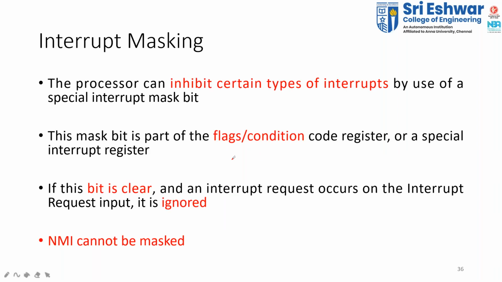Next, interrupt masking. Interrupt masking is something that I have already given you, right? It excludes certain types of interrupts by use of a special interrupt mask bit. There is a mask bit present in the register. We can mask the interrupts or we cannot mask the interrupts, and we can also set and reset the registers. A non-maskable interrupt cannot be masked. So calls cannot be masked, messages can be masked. This is interrupt masking.